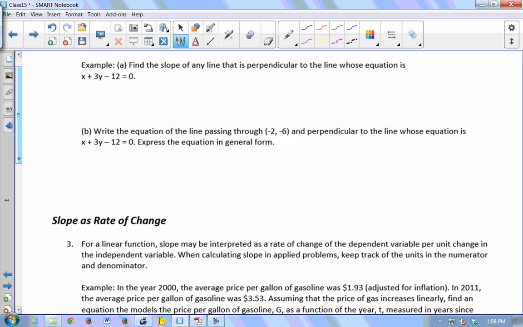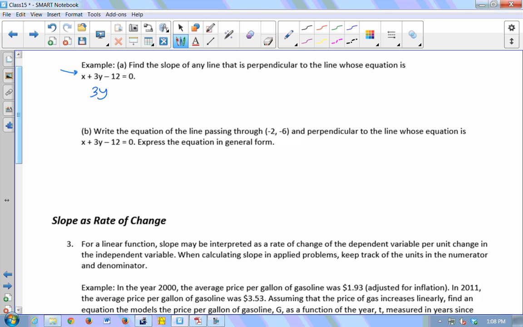All right, so here's an example. We want to find the slope, just the slope, not the equation, of any line that is perpendicular to the line whose equation is x plus 3y minus 12 equals 0. So how can we find the slope of this line? The slope of that given line, how do I find it? I could change it to slope intercept form, so I just solve it for y.